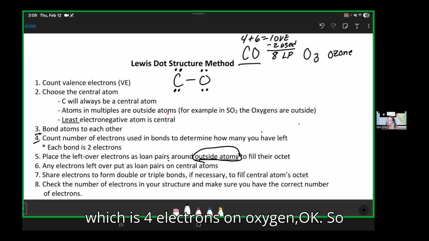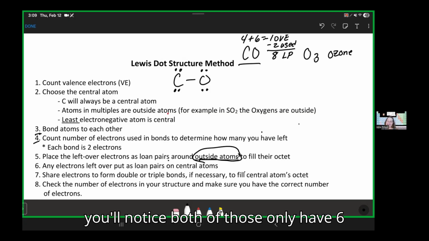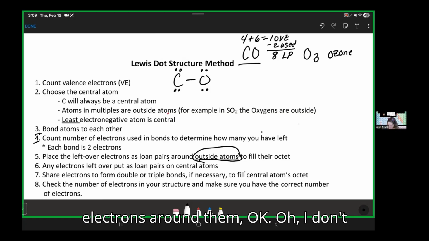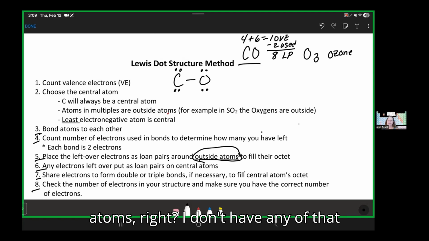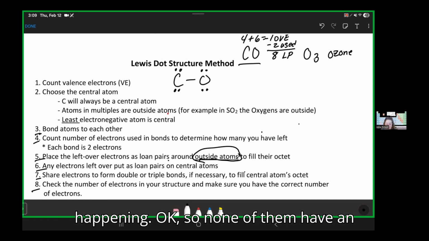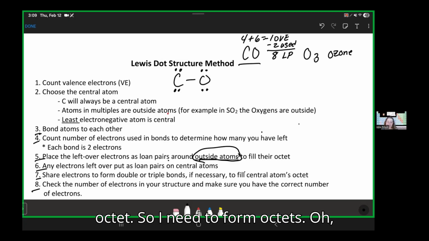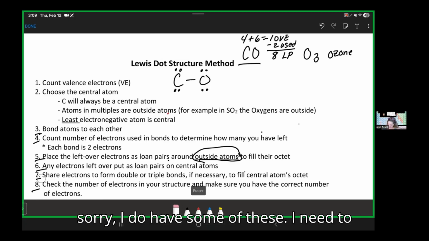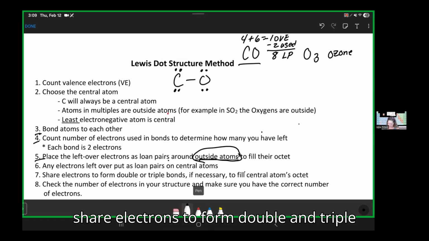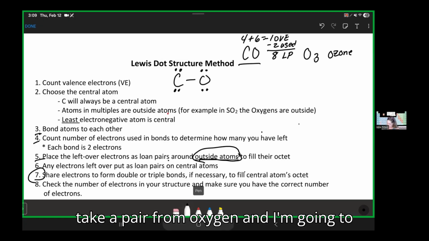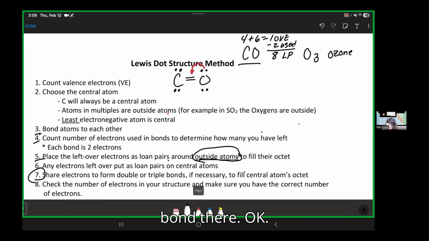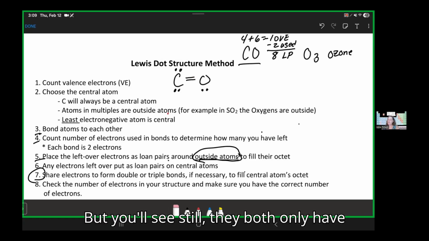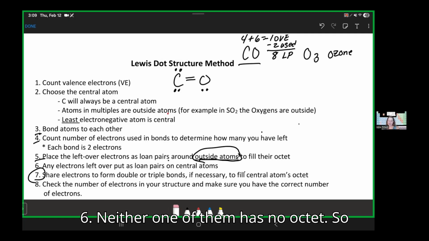You'll notice both of those only have 6 electrons around them. I don't have any left over to put on central atoms. None of them have an octet, so I need to form octets. I need to share electrons to form double and triple bonds if necessary. So I'm going to take a pair from oxygen and share it down to the middle and form a bond there. But you'll see they both still only have 6. Neither one of them has an octet.